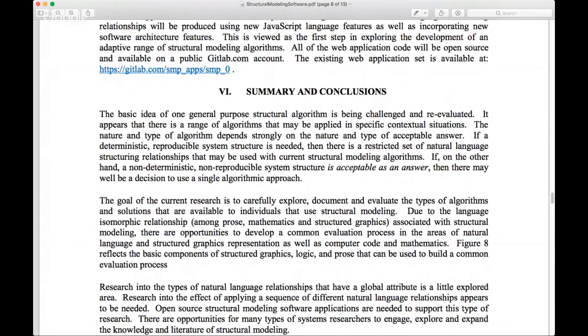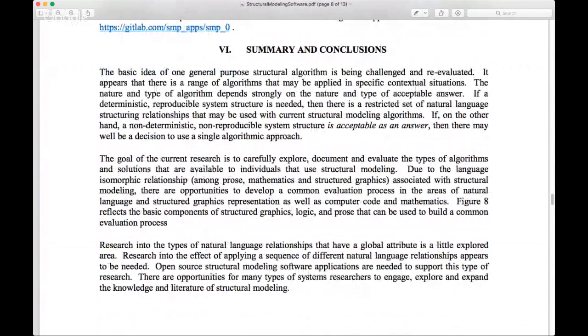The other non-deterministic, non-repeatable system structure is acceptable as an answer. Having that type of answer may be better than nothing. But the question we're asking here is, can we develop an algorithm that does better than that? All right.